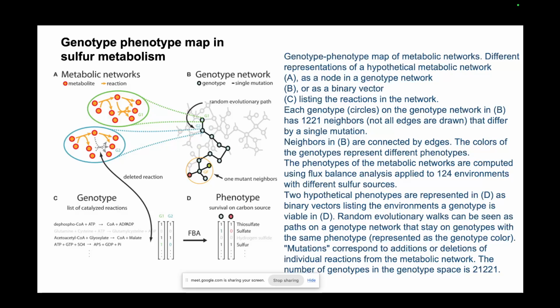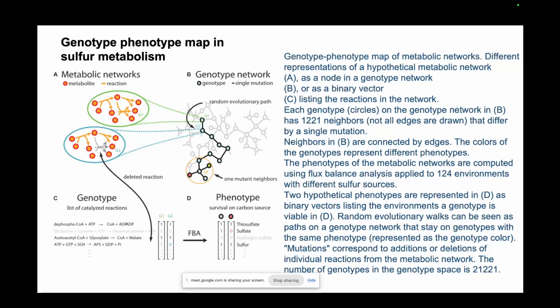And then the genotype network, where some gene is mutated or something is happening. The genotype is the list of catalyzed reactions, and the phenotype is the probability of whether it can survive on one carbon source. So the genotype phenotype map of metabolic networks looks like this. Different representations of a hypothetical metabolic network: first as a node in the genotype network, or as a binary vector, or as a listing of the net reactions in the network.